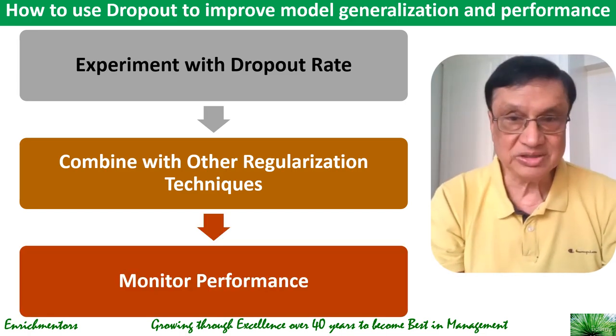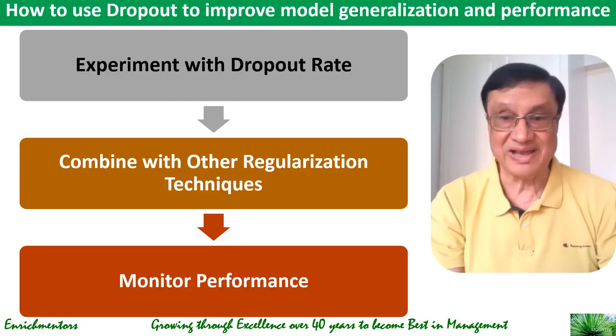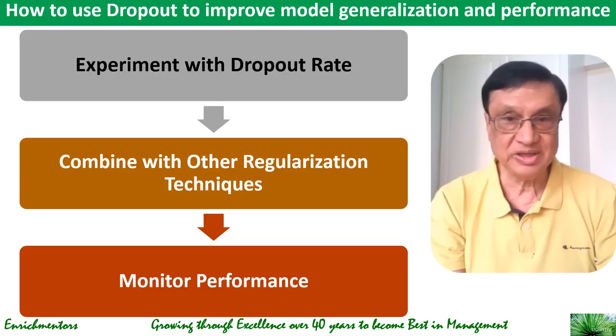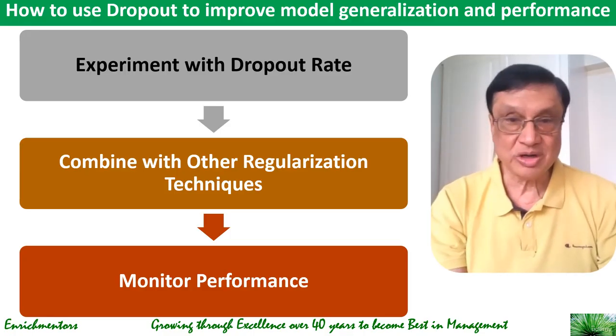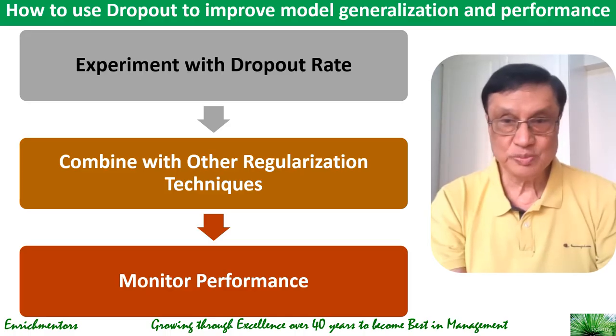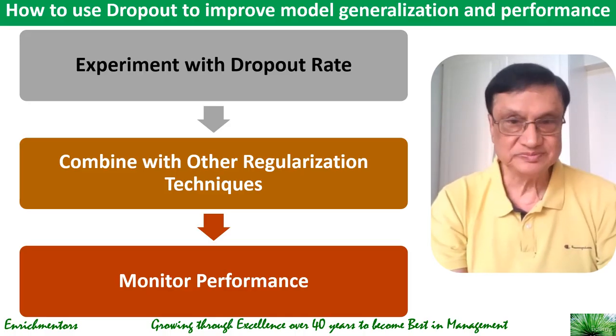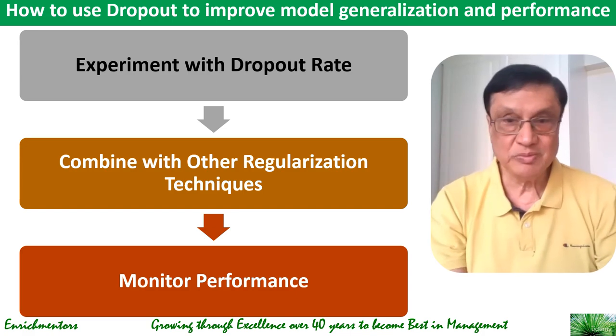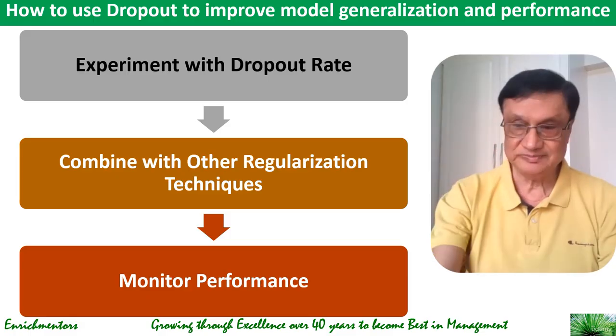And finally, monitor the performance of the model during training and validation to ensure that dropout is effectively preventing overfitting without compromising model performance. Use techniques such as early stopping to prevent overfitting and achieve optimal performance. So by incorporating dropout in the training process of your neural network, you can effectively improve model generalization and performance, leading to better performance on unseen data and increased robustness to noise and variations in the input data.